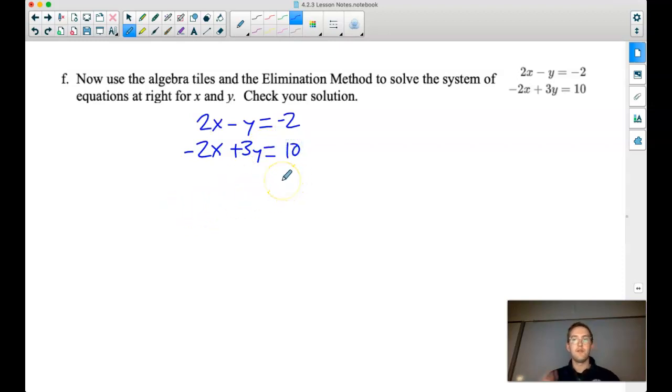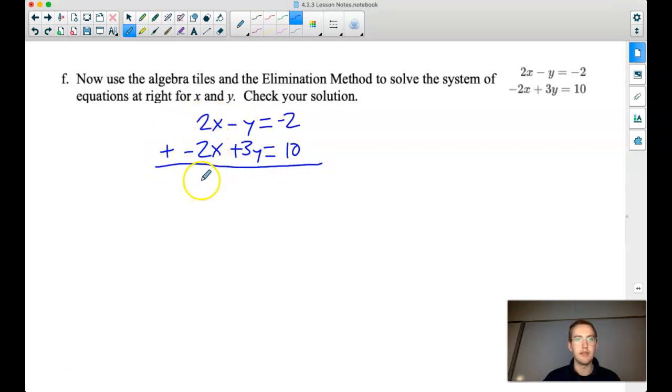So again, we're looking for things that are going to cancel if we add these two equations together. Looking at these two equations, if we add 2x and -2x together, those two things are going to cancel, because 2 plus -2 gets us 0, and that's what we're looking for. So let's add these two things together. Again, we're eliminating that variable of x. We're going to add both of these equations together.